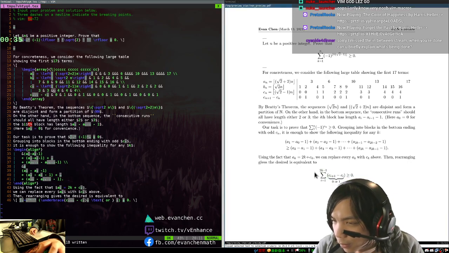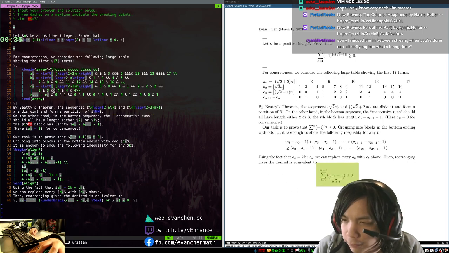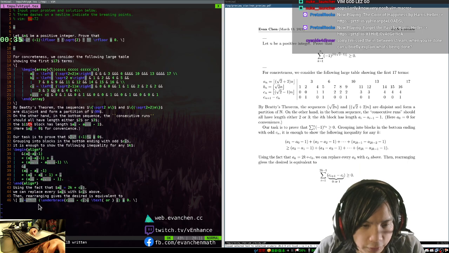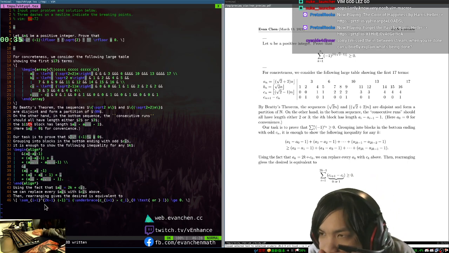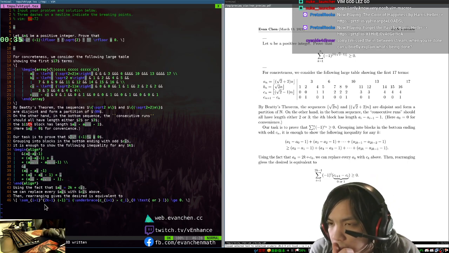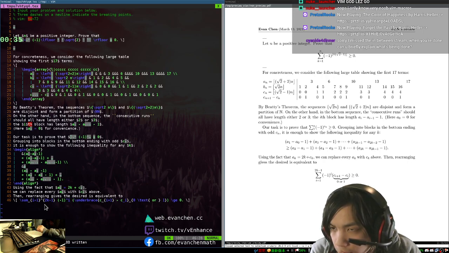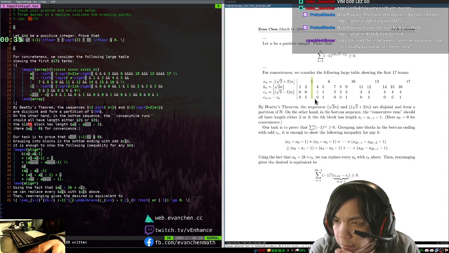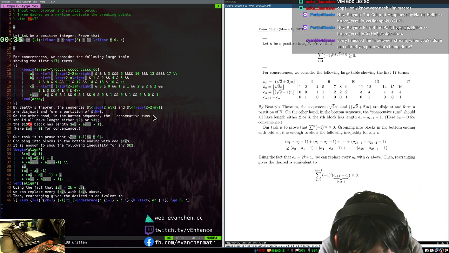Okay, so now we need to prove that this thing is, shoot, I forgot the minus 1 to the i. Yeah, so when I draw the table like this, it's a little more clear what's going on. What am I trying to push?